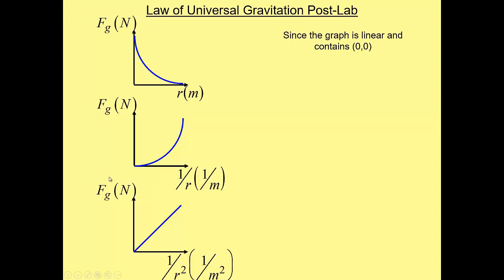Now be careful, this is the graph that we're going to analyze because this is the linearized graph. And since it is linear and goes through 0, 0, we can say that the force of gravity is proportional to 1 over the square of the separation distance. Or if you want to use the fancy words, the force of gravity is inversely proportional to the separation distance squared. This is our first exposure to a relationship that does pop up from time to time in physics.